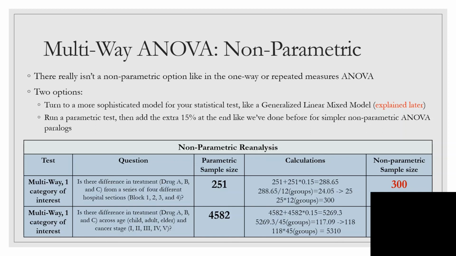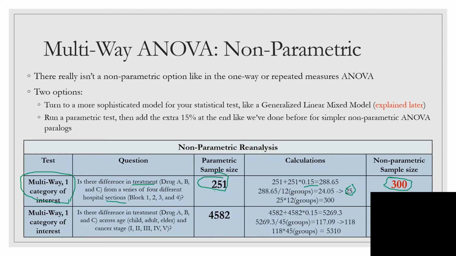To explore this, I have a table here of what it would look like to reanalyze some of our previous questions. So for the one category of interest, we're looking at difference in treatment and controlling for section. We got a parametric sample size. We correct for it with 15%. We end up getting 25 per group, which is a total sample size of 300. So you see it's obviously larger.